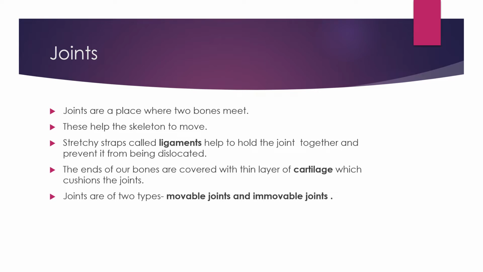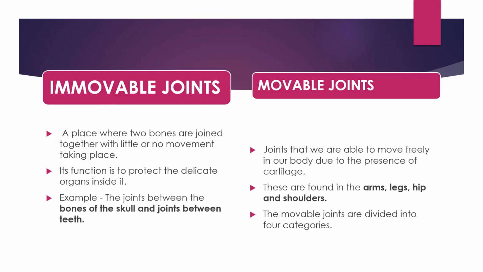Joints are of two types, movable joints and immovable joints. Immovable joints, as the name itself indicates, are not able to move. The bones at immovable joints show little or no movement at all. Their function is to protect the delicate organs inside. Examples are the joints between the bones of the skull and the joints between teeth.